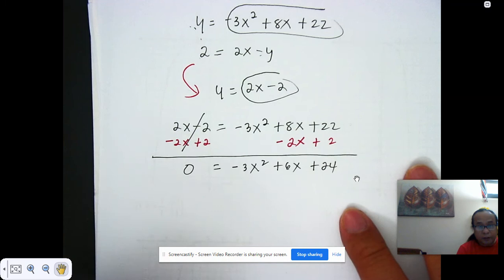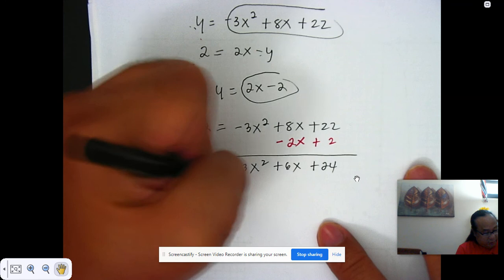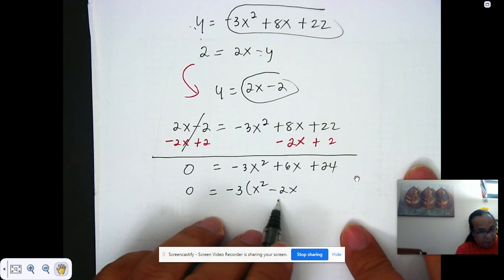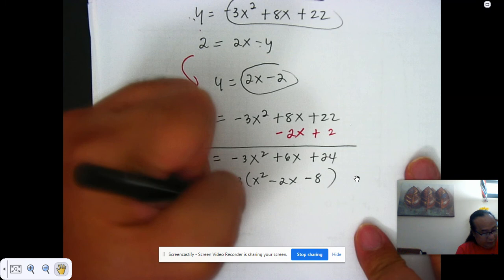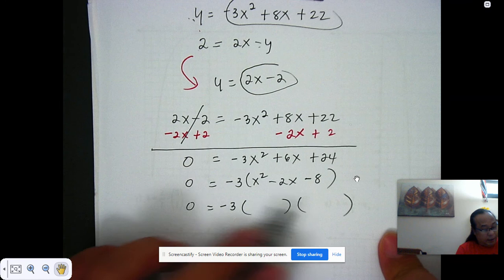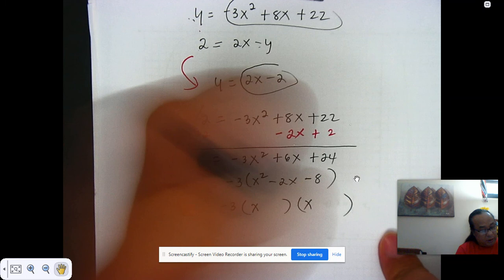Now, everything is divisible by negative 3. So if I take out negative 3, okay, it's going to be x squared minus 2x, because it's negative times negative, it becomes positive 6x, and this would be minus what? 8, because negative 3 times negative 8 is positive 24, okay? So this leaves us to factoring it out as, give me factors of negative 8, that gives me negative 2. So that's going to be x and x here, okay? And this is going to be negative 4 and positive 2, okay?